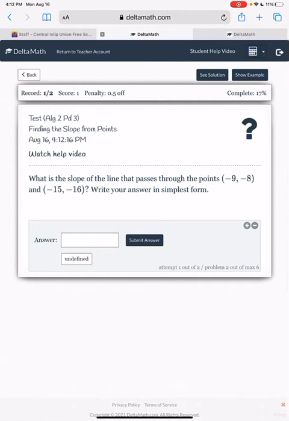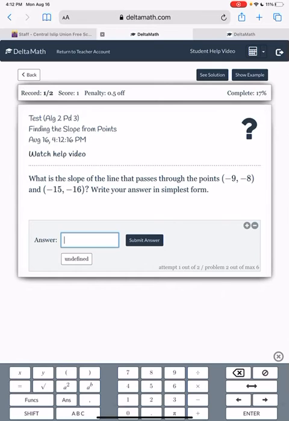Yep, it should be. So I have -16 minus -8. So that's actually going to be -8 on top. And -15 minus -9. Okay, so that's -8 over -6. So that's going to be 8 over 6. Now it says write it in simplest radical form. So 8 over 6 reduces to 4/3.